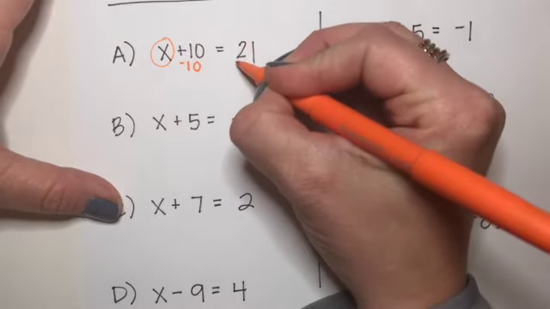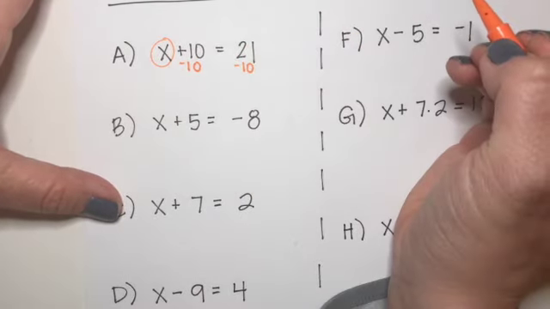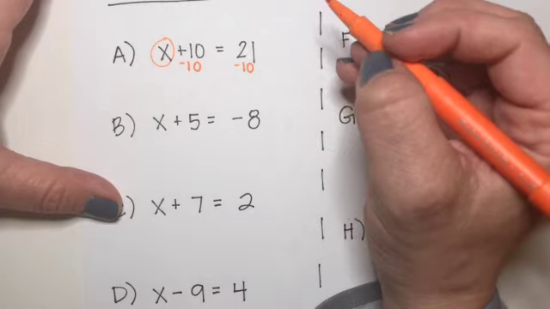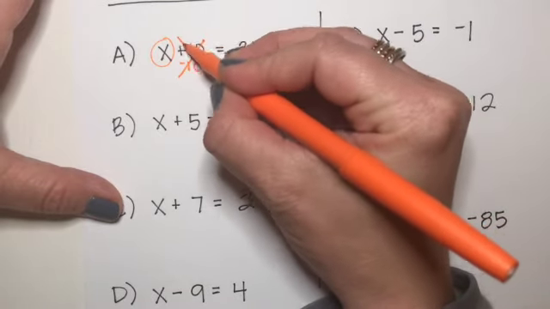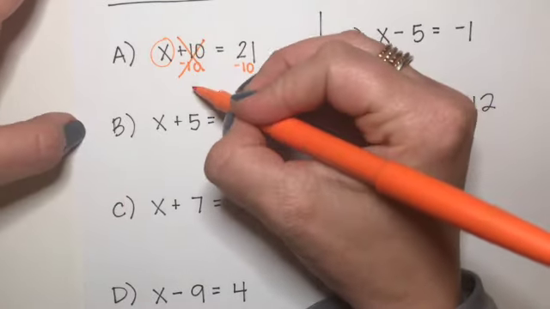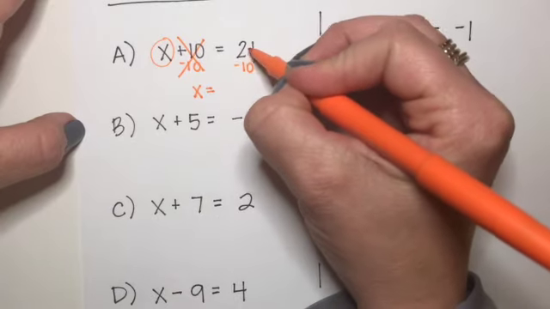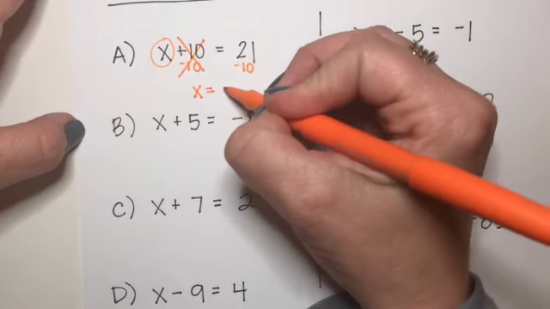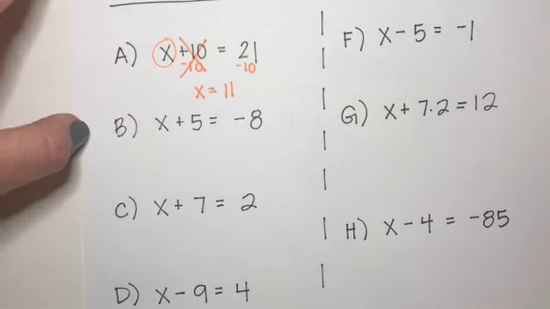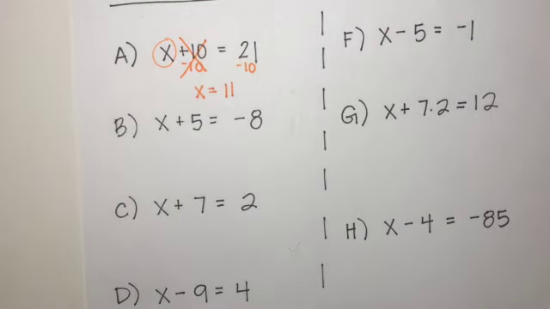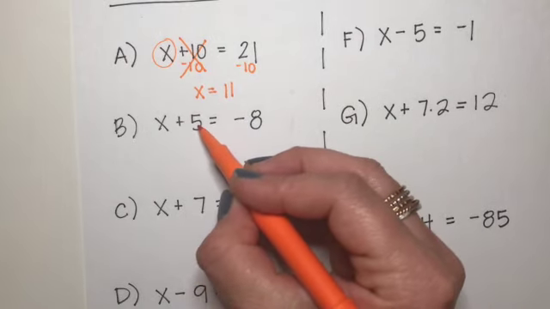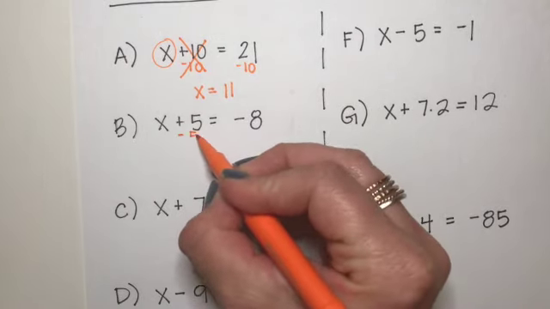How do I get rid of that adding 10? Is to subtract it. And equations are balanced scales. So whatever we do to one side, we have to do to the other. So that's going to cancel out, and what I'm left with is x equals 21 minus 10, which is 11. And that is it. That's all we're doing. We're using inverse operations. Okay, on letter B, here we're trying to find x. What's the opposite of adding 5? Subtracting 5.